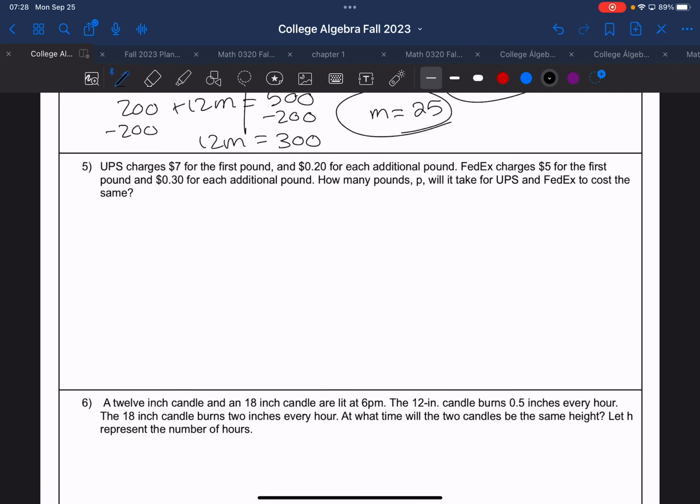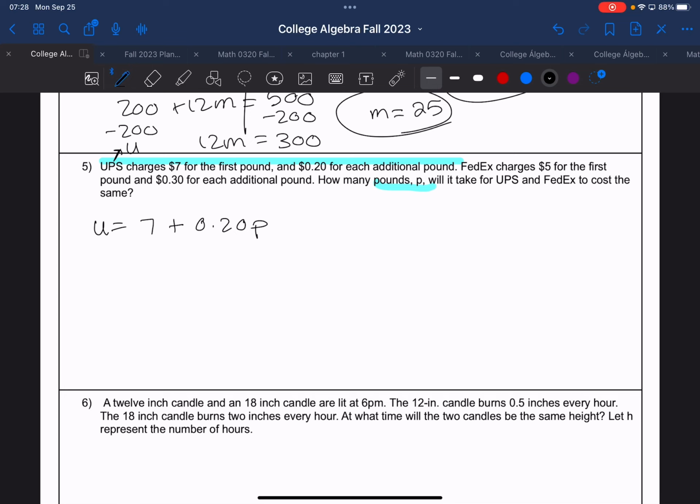Number 5, we have UPS charges $7 for the first pound and 20 cents for each additional pound. Okay, so that's our first equation. I'm going to look through the equation real quick and see if it gives us a variable for pounds. Does it? Yes, P. Good. So we're going to use P for pounds. So UPS is the variable U. Okay, so we have U is equal to 7 plus 0.20 what? P. Because 20 cents for each additional pound.